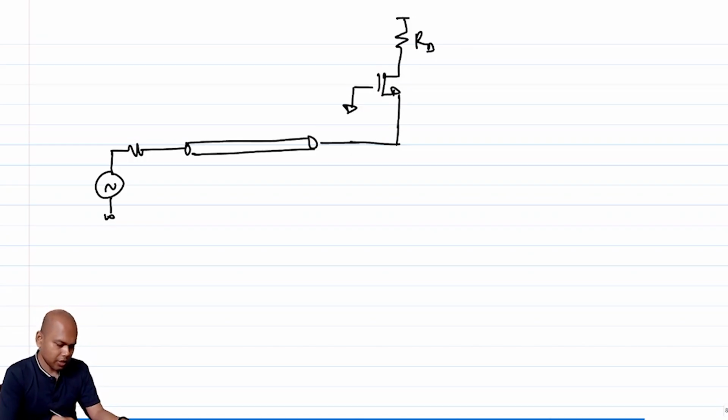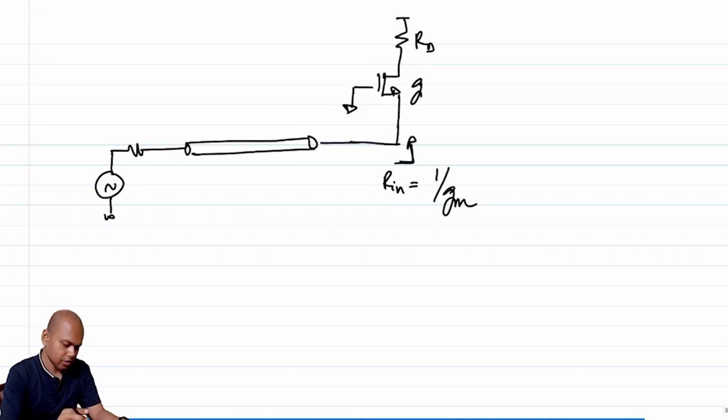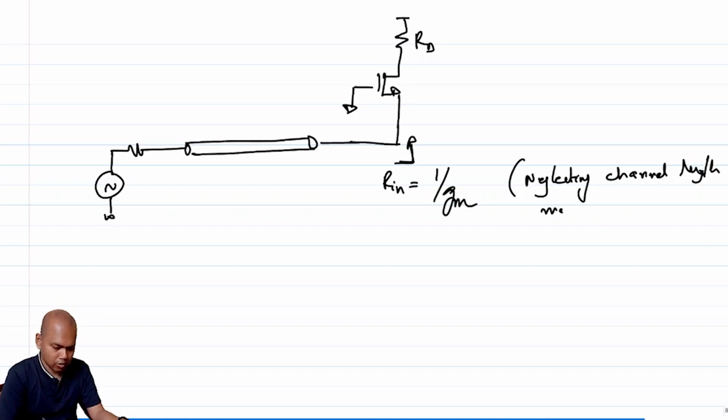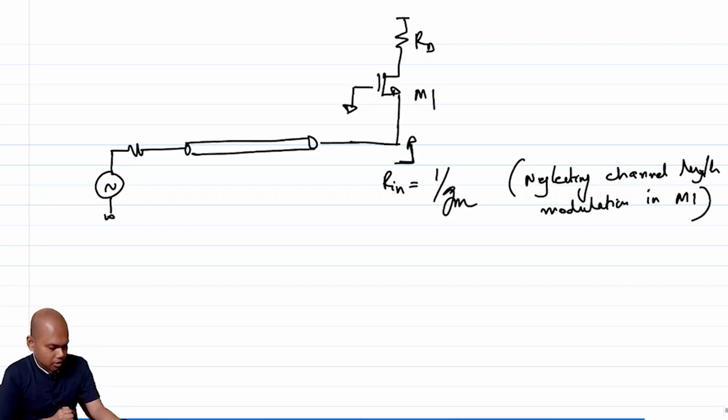Now, clearly the resistance here is not fully capacitive. So, what is the impedance looking in? Rin is essentially, to the zeroth order approximation, 1 over Gm, right, where Gm is the transconductance, neglecting channel length modulation in the transistor. Let me call this Rin1.